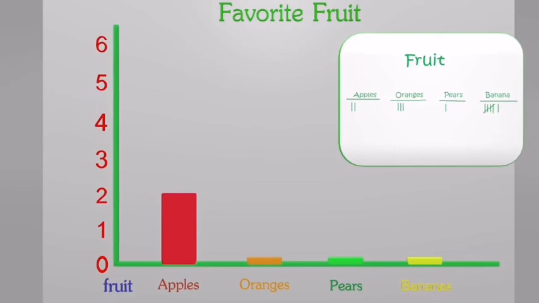Okay, next we have oranges. How many people liked oranges? Good job! 3 people liked oranges, so we move the bar up to where the 3 is.